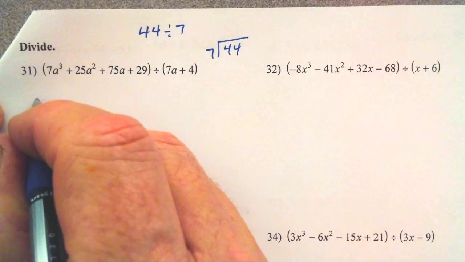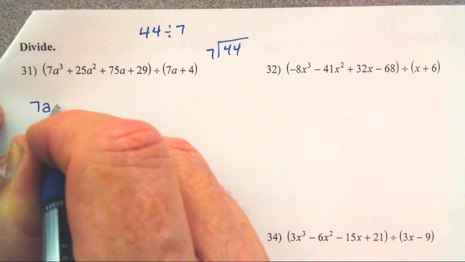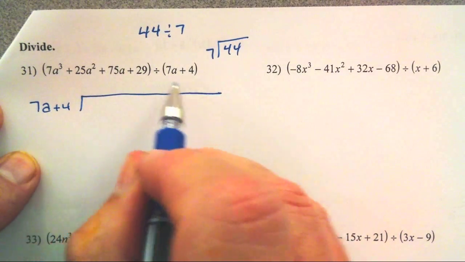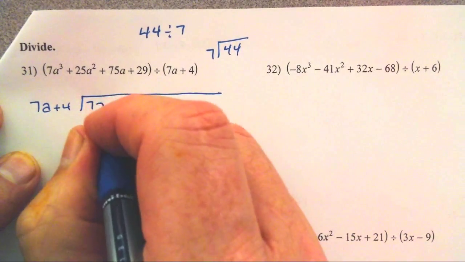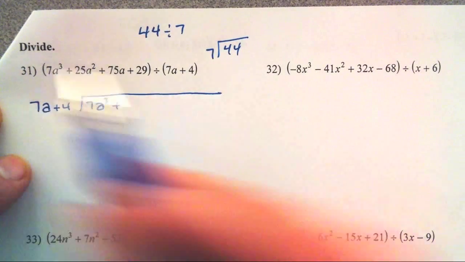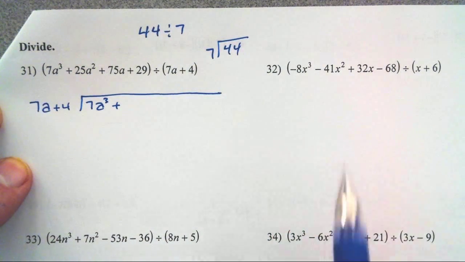So I'm going to take 7a plus 4 into, got to leave room up here to write our solutions, 7a to the third plus, be careful, there are no holes here. We'll address holes if we see those along the way. We're certainly going to deal with those.